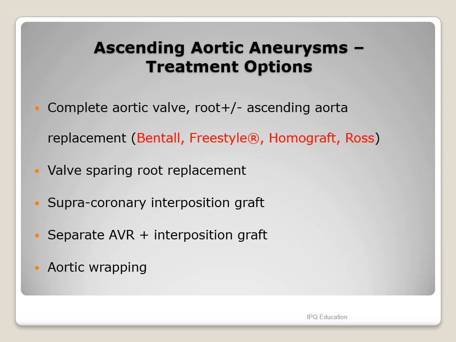The various types of treatment for ascending aortic aneurysms include complete replacement of the aortic valve, aortic root and ascending aorta in the form of a Bentall procedure, but also by using a homograft and the Ross operation.